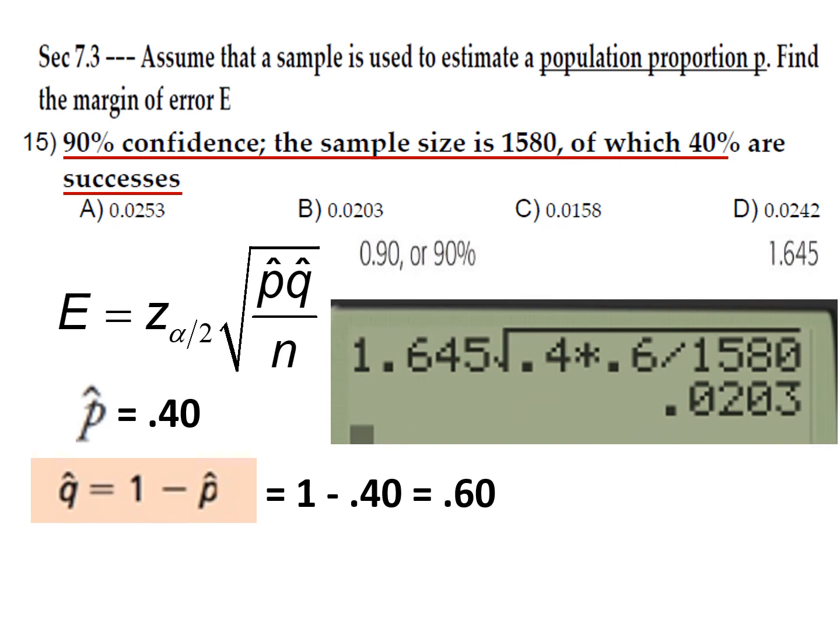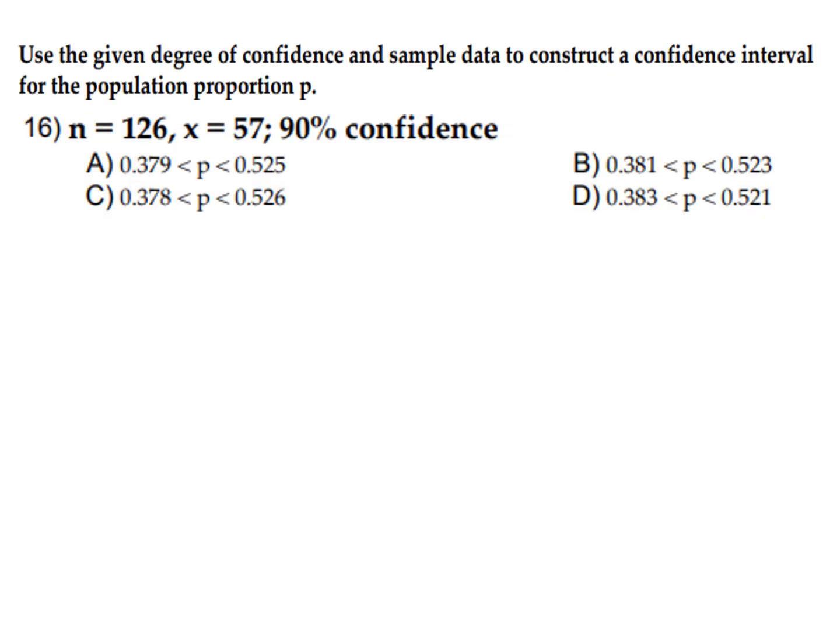Substituting in the correct z-score, 1.645. I've used 0.4 for p hat. Didn't need to use 0.40, 0.4 is fine. I used 0.6 for q hat, divided by the n value, 1580. 0.0203, let it be.